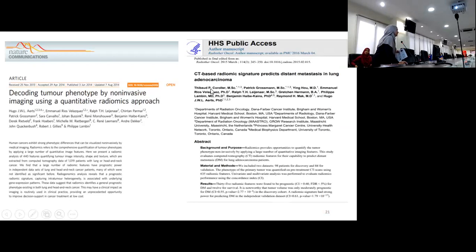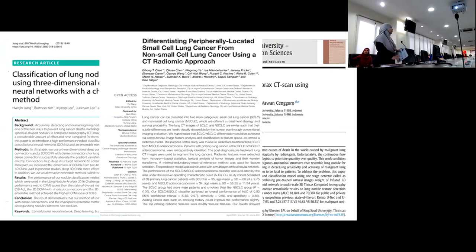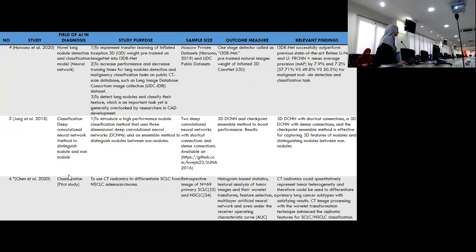This is the figure of the abstract of my literature review, and the most closely related is this pilot study done by Chen 2020. But they still have a limitation, so I put it in the table. I tabulated the literature review accordingly. The closest one is number 6, Chen 2020, but they still have some limitations.